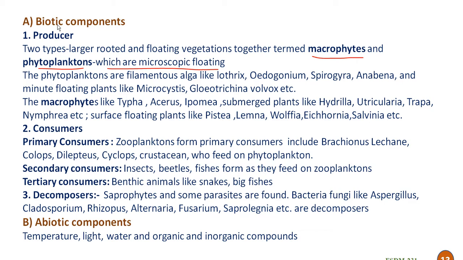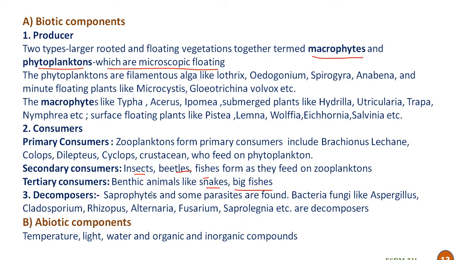Next to producers, then consumers. In case of primary consumers, zooplankton, which feed on the phytoplanktons. The primary consumers include Brachionus, Lecane, Coleps, Dileptus, Cyclops, crustaceans, who feed on the phytoplankton. Secondary consumers, which feed on the primary consumers, that is zooplankton, are insects, beetles, fishes, as they feed on zooplanktons. So these are the secondary consumers. Then tertiary consumers, like snakes and big fishes, which feed on the secondary consumers.